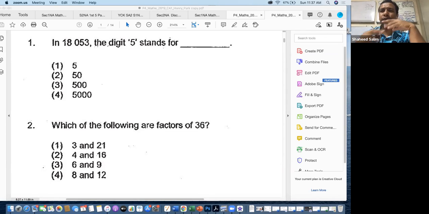Okay, don't worry if you don't understand, okay? We're going to go through everything, all right? The reason why you're having tuition is for us to go through step by step, all right?